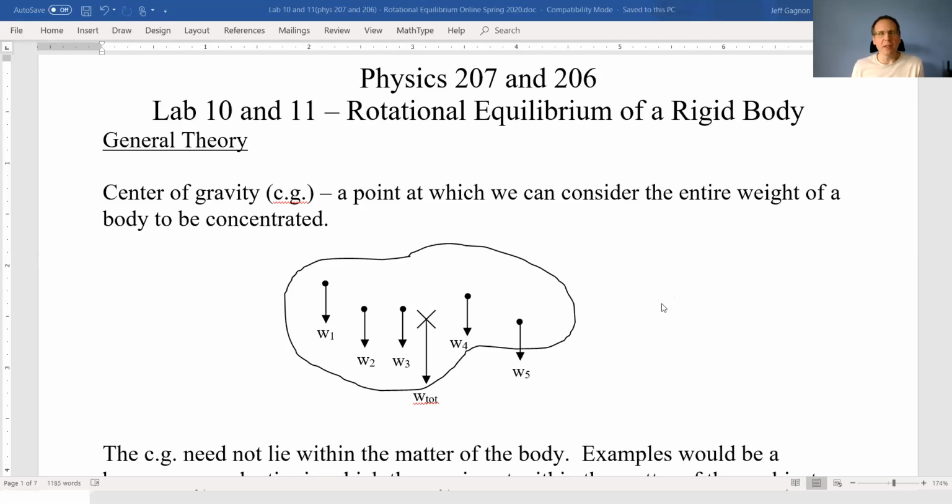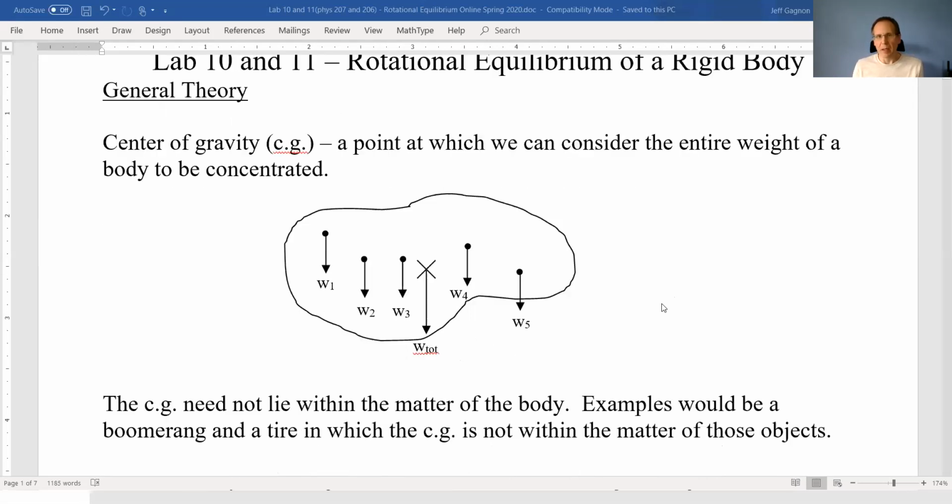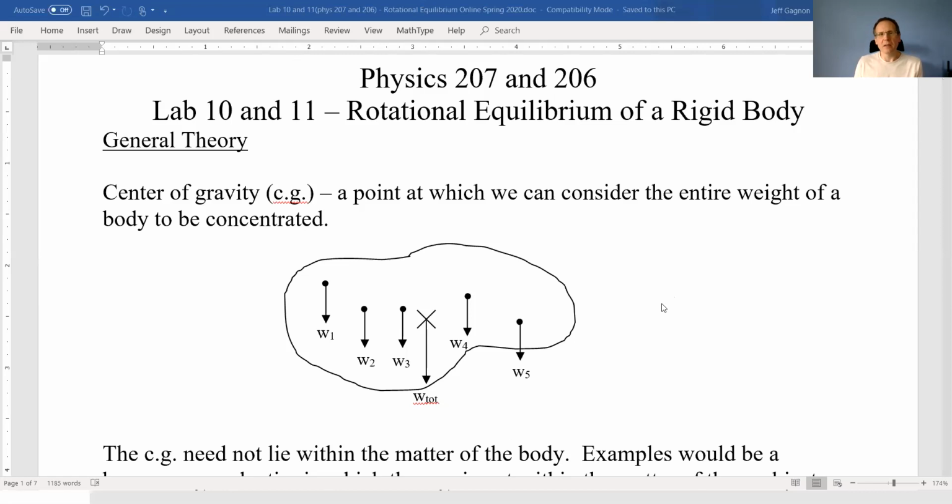The first definition is something called center of gravity. You can think of that as a location, or a point, at which we can consider the entire weight of the object to be acting. It's sort of like a mathematical average. Typically, if you have a solid object, then the center of gravity is going to be three-dimensionally inside of that object, but it doesn't necessarily have to lie within the matter of the body.